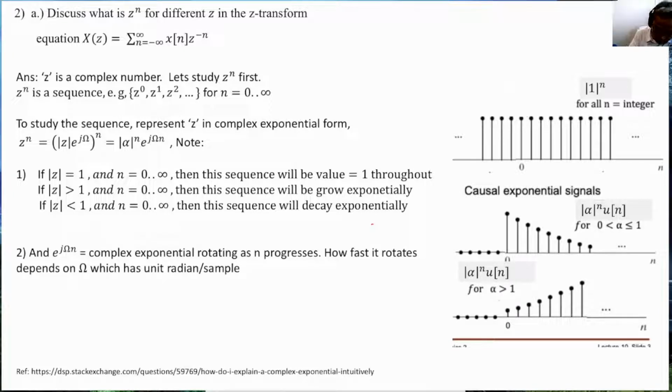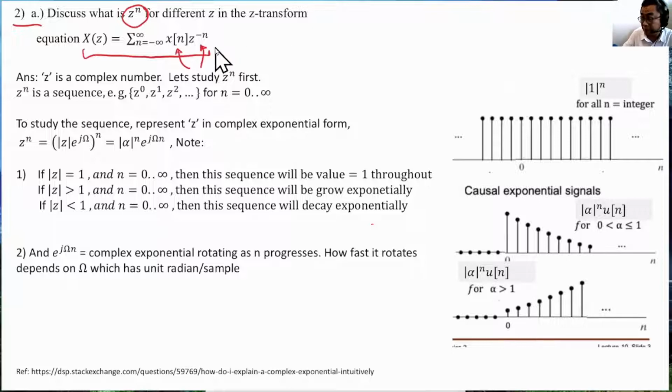Welcome back. This is question 2a of Z-Transform. We're asked to interpret what is z to the power of n. What is z to the power of n? Well, it comes from this equation. The Z-transform of x[n] is this expression. It takes x[n] and multiplies it by z to the power of minus n.